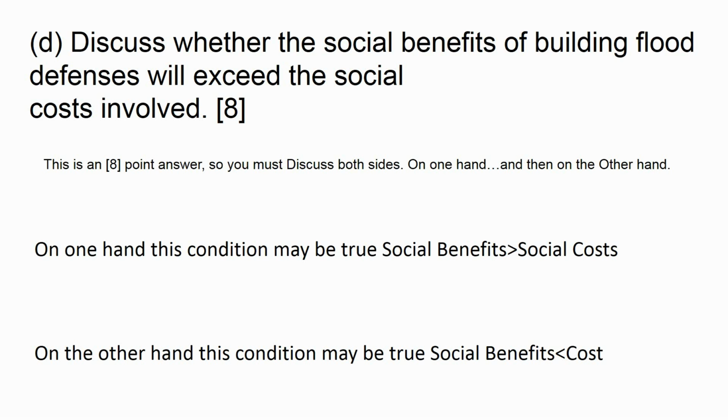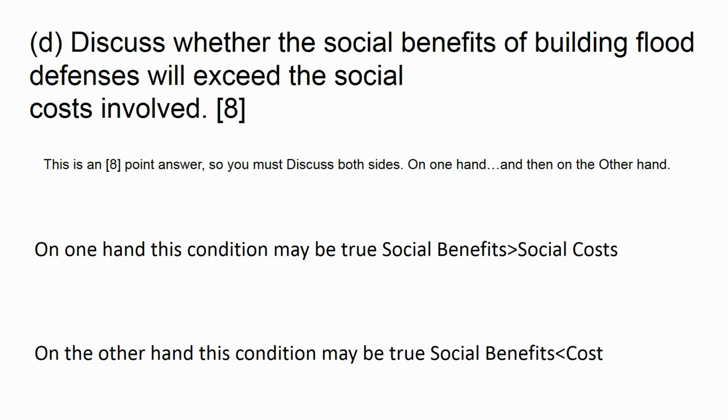So a flood means the water comes in from the river or sea. The water after a storm comes in, and it destroys things. So what they want to do is build a flood defense to stop it. Now, will this exceed the social cost? Will the benefits of building this flood defense to stop the flood exceed the social cost?